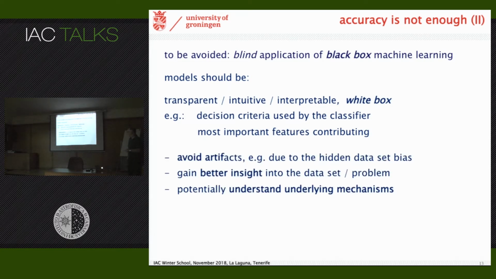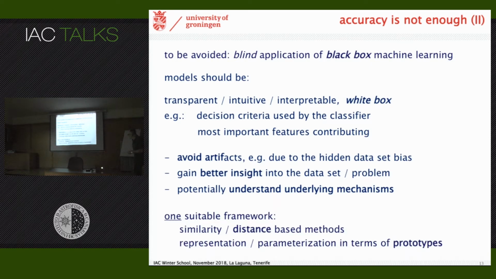And that we need in order to avoid artifacts, for instance, due to biases in the data set. We also get better insight into the problem, as I discussed it in the context of relevance learning, and we might potentially understand the underlying mechanisms behind the classification scheme that we're learning. One suitable framework is prototype-based methods, but that's not the only one. People are currently working hard on making deep learning more transparent, in the sense that you understand what is going on, which filters are used, and so forth.